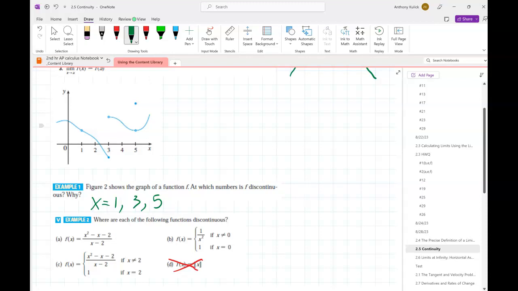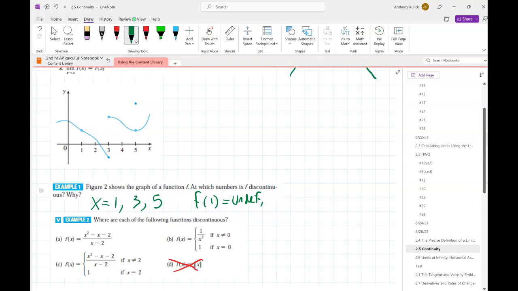Well, let's think back to our definition of continuity. So 1 doesn't work because f of 1 does not exist there, right? Or I shouldn't say doesn't exist, I should say undefined. So the limit as x approaches 1 is fine. There's no problem there. That exists, and it's equal to a finite value, but f of 1 is not defined there.